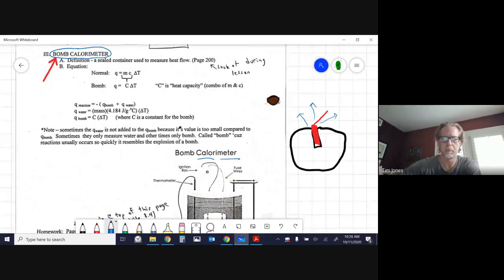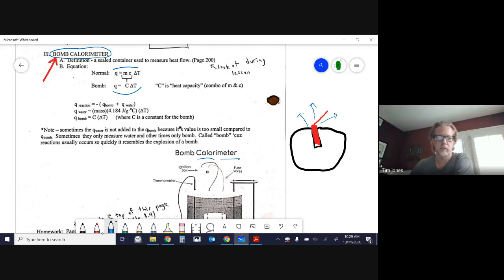I mentioned two versions of the Q equation. Our normal version, Q equals MC delta T, that's what we'll normally deal with, but I do need you to be aware of this version. You can think of this top one as Q equals meat, and the second one is Q equals cat. Actually, it looks more like cat than the other one looks like meat.